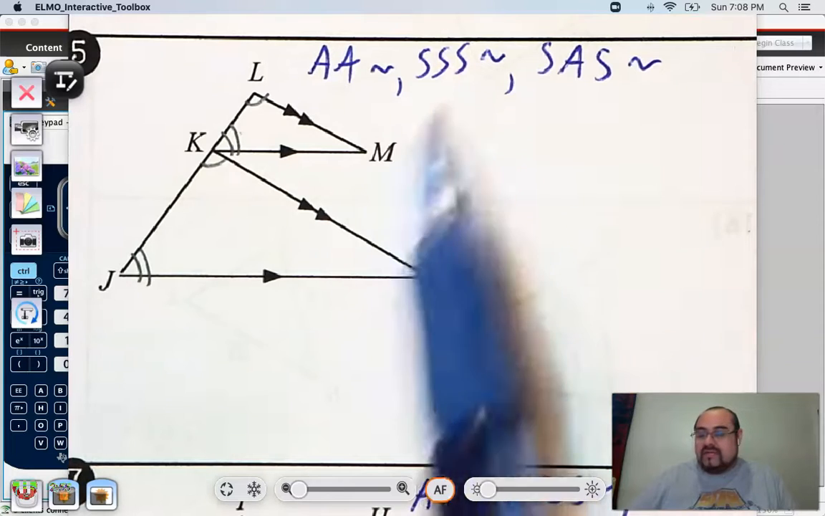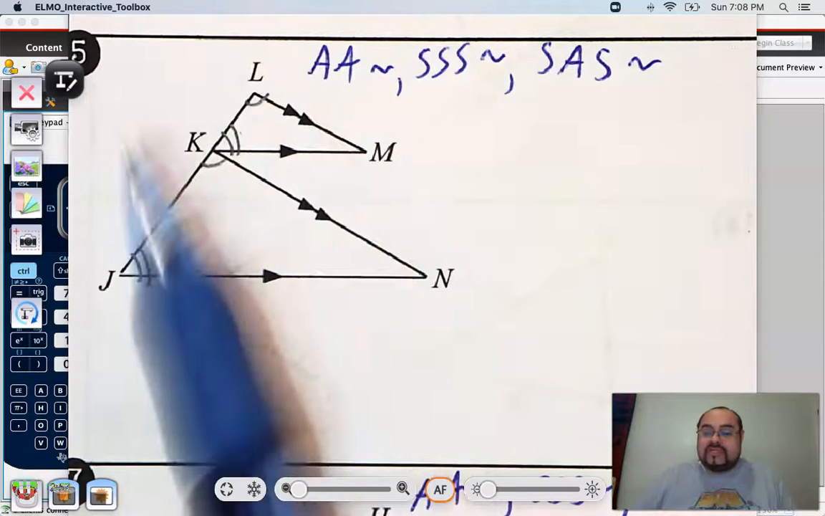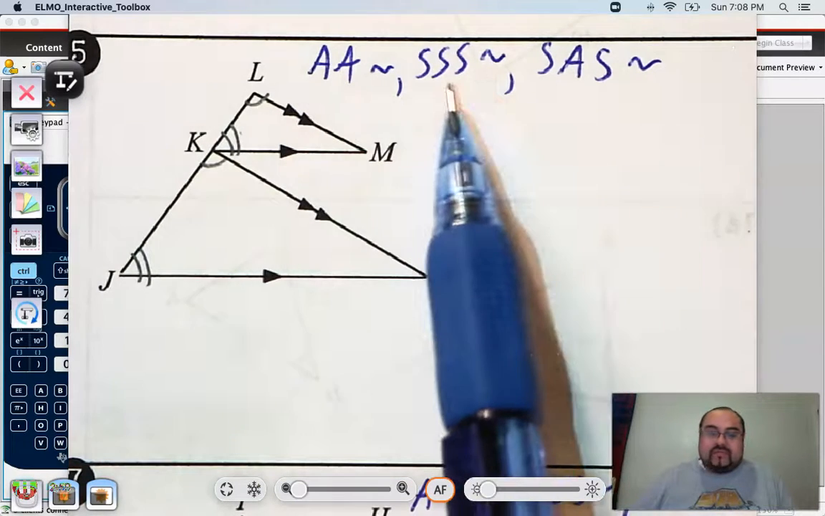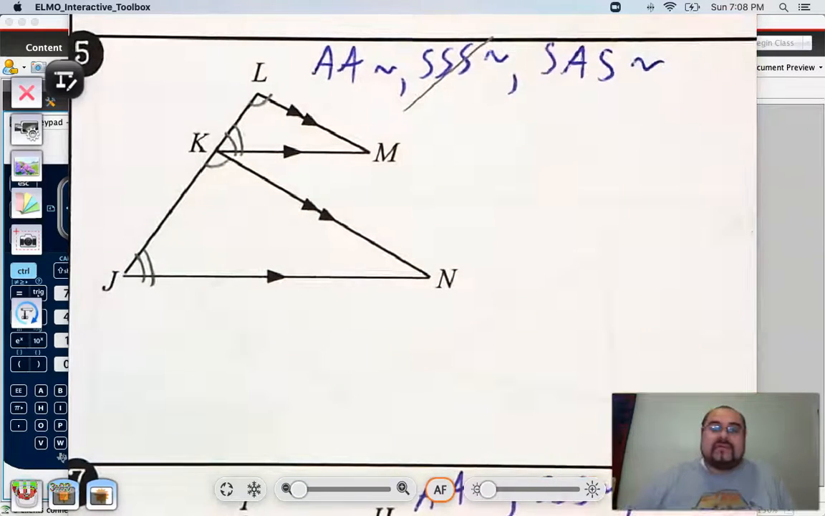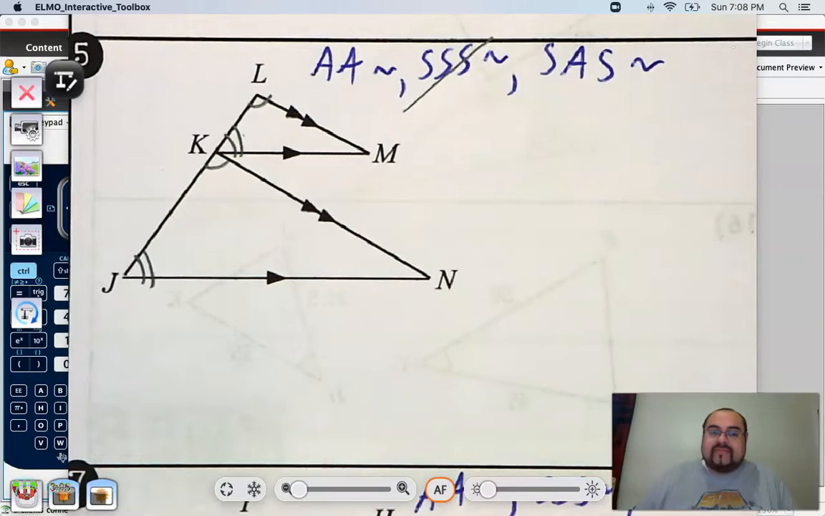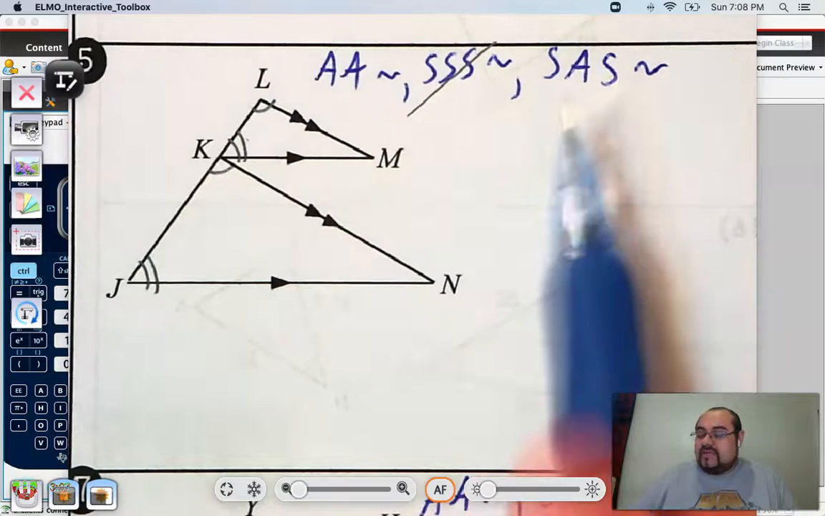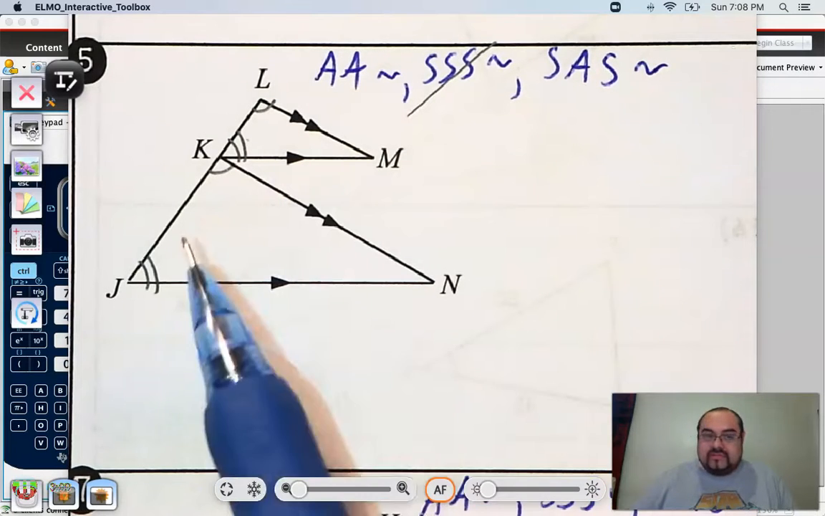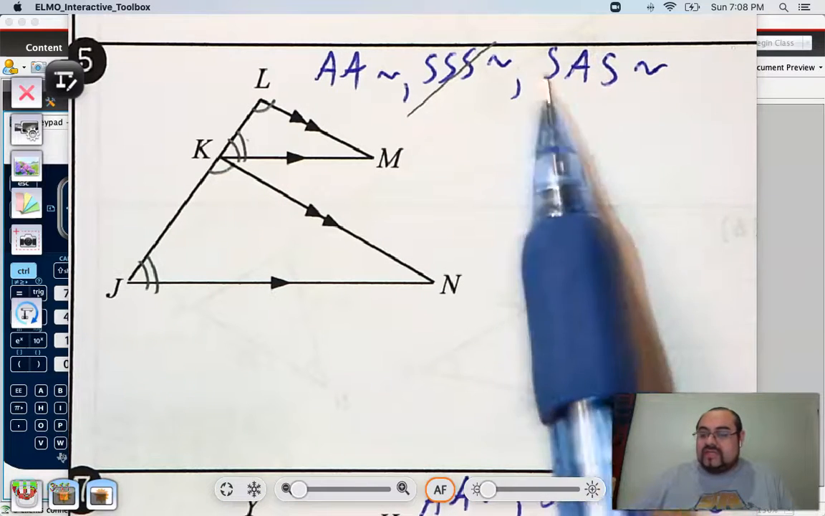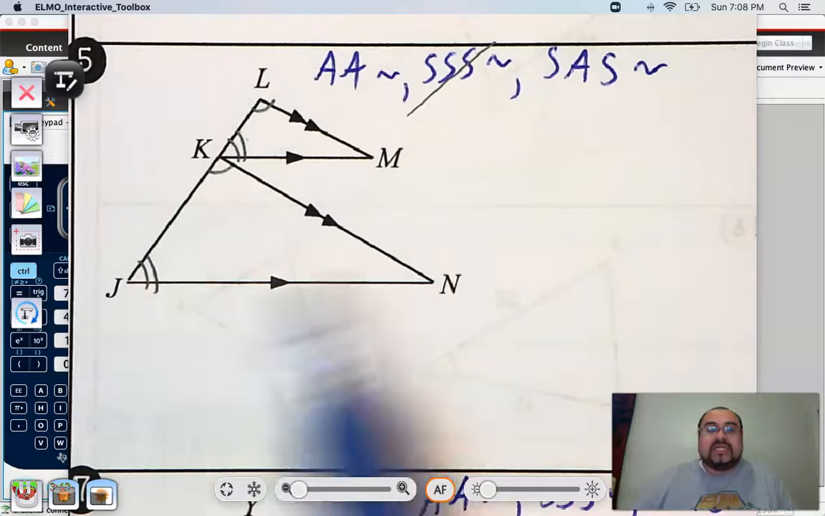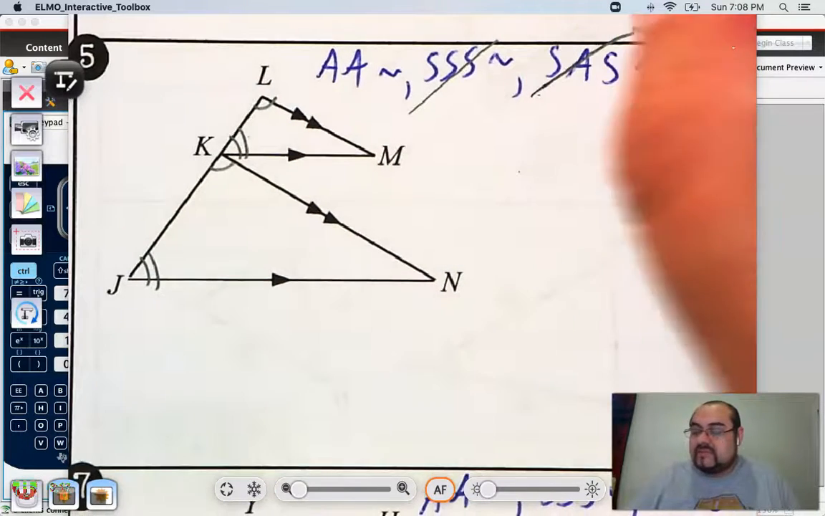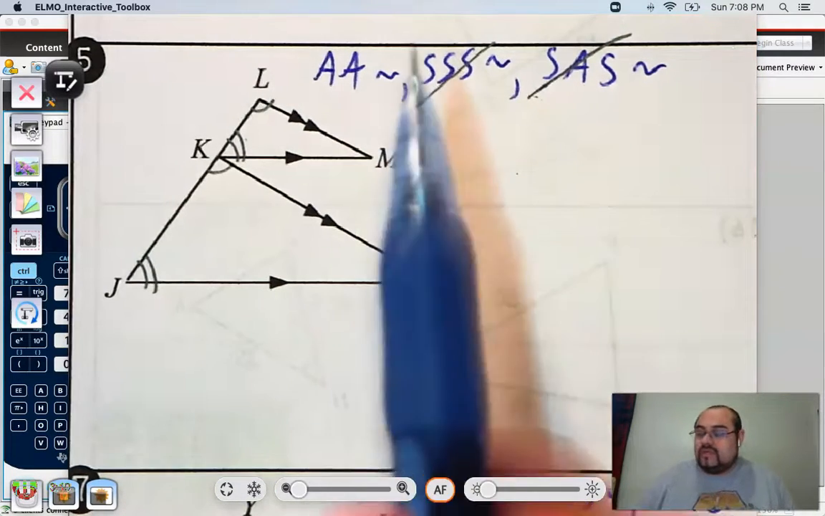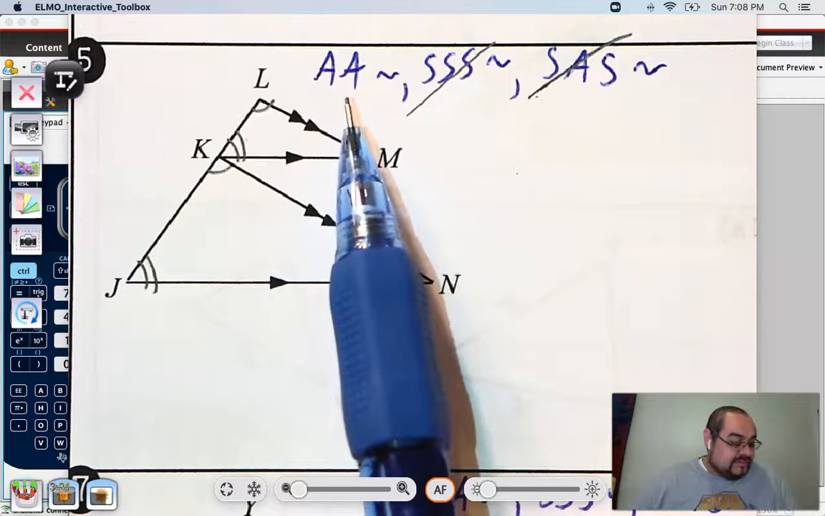Side, side, side. We need to know all three sides of both triangles in order to prove this one. We don't know any of the sides, so side, side, side, we can kiss that one goodbye. Okay. Side, angle, side. We need to know at least one angle, which we do, and we need to know at least two of the sides, which we don't. Again, none of the sides have been labeled here with values, so more than likely it's not going to be this one. Okay. So let's look at angle, angle.